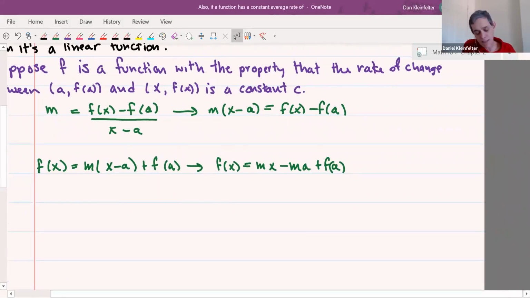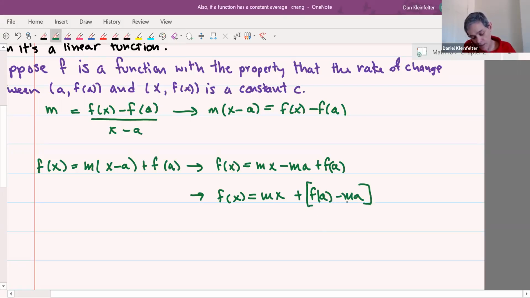Okay, and then that basically does it, but I'm going to do one more step just to clarify things a little bit. So we'll have mx plus f of a minus ma. Okay, so the purpose of that was basically just to group things. We started out with the assumption that f was a function with a constant average rate of change. And so we did a little bit of algebra, and we've rewritten f so that it looks like m, which is a constant, times x, plus this thing, which is a constant.